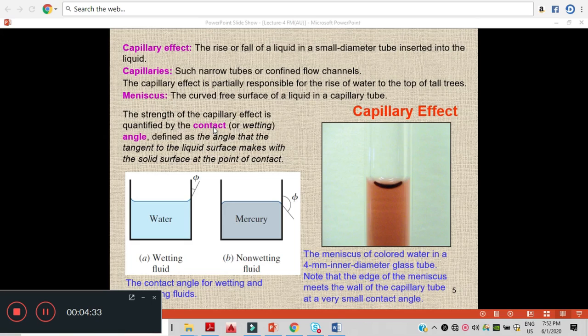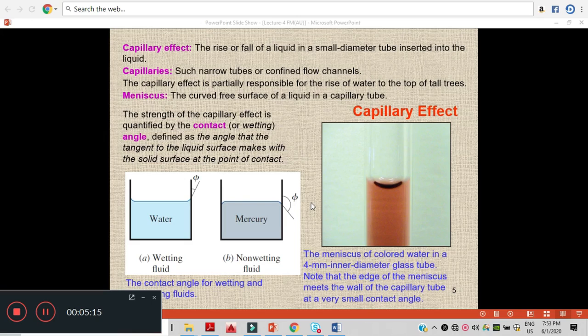If the contact angle is less, the liquid will be more wetting. If the contact angle is more, the liquid will be non-wetting, or less wetting. Just like mercury: in mercury, the cohesive force between the molecules of the mercury is more. Because of that, the adhesive force between the mercury and the glass tube, or the container, is less. Because of that, the contact angle is more. When the contact angle is more, the fluid is non-wetting.